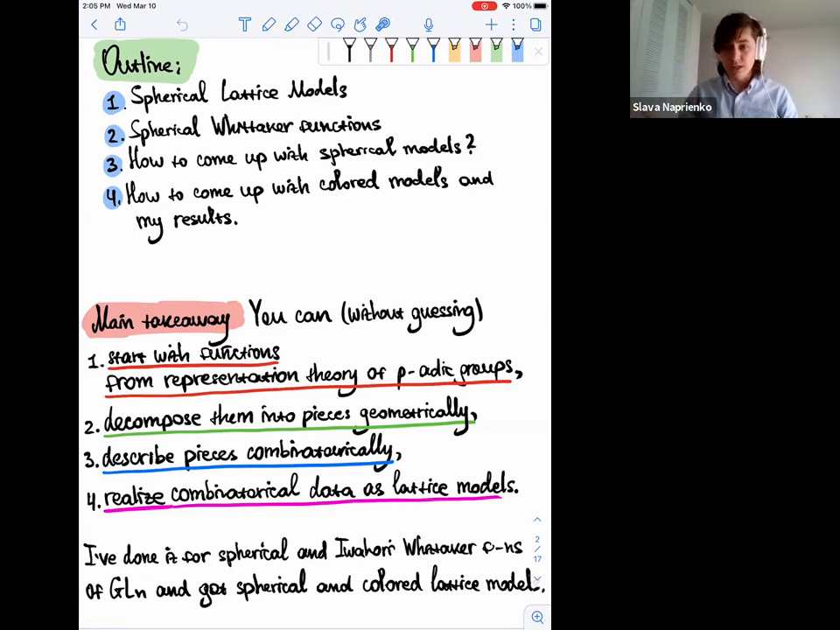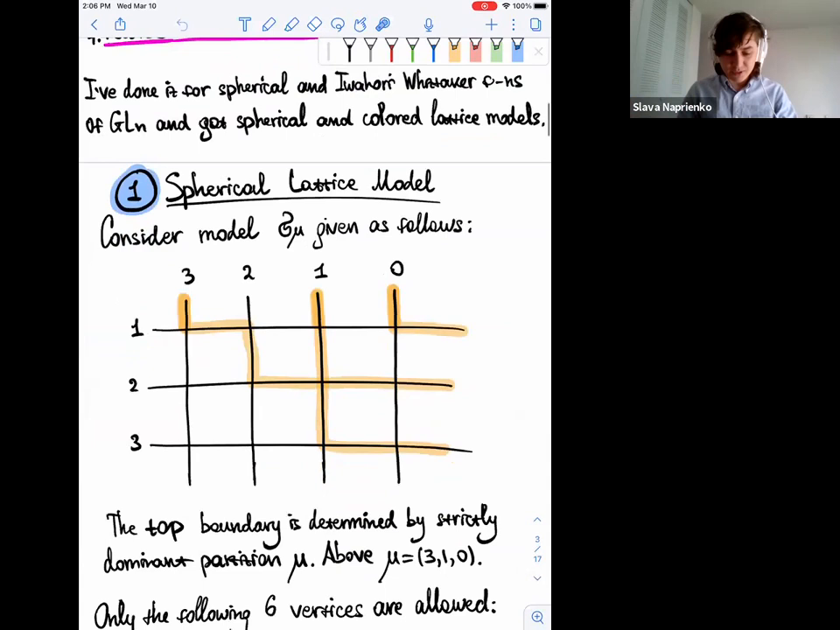And I've done it for 2 cases, for spherical and for Whittaker functions, and it worked. I got the spherical and colored lattice models, and I'm working on the symplectic case, and it also seems to be working. So my hope is that it's going to go further and further, and other things are going to work as well. So let me start with the first thing.